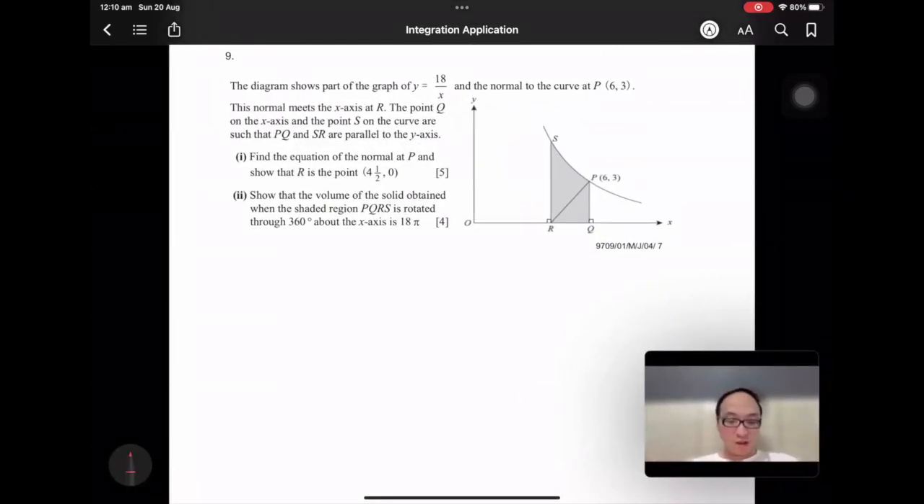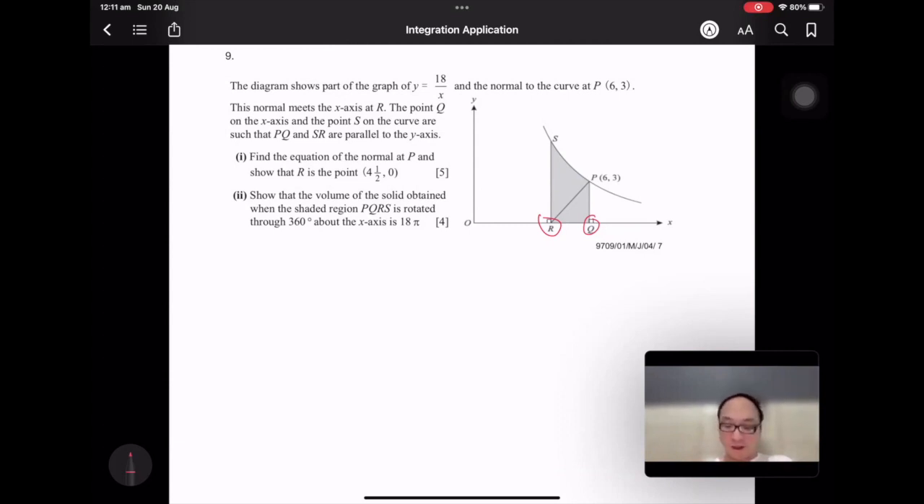The diagram shows part of the graph y equals 18 over x and the normal to the curve at P. The normal meets the x-axis at R. The point Q on the x-axis and point S on the curve are such that PQ and SR are parallel to the y-axis. So this is perpendicular, yeah? Find the equation of the normal at P and show that R is the point (9/2, 0).